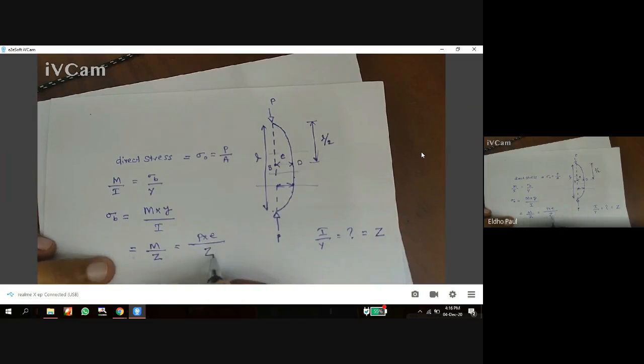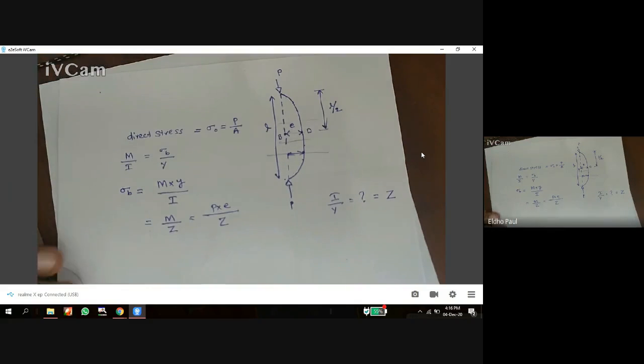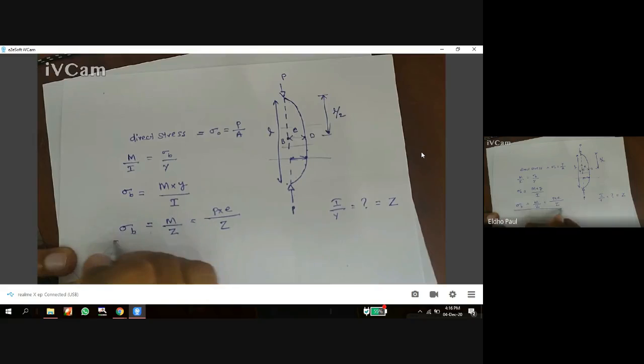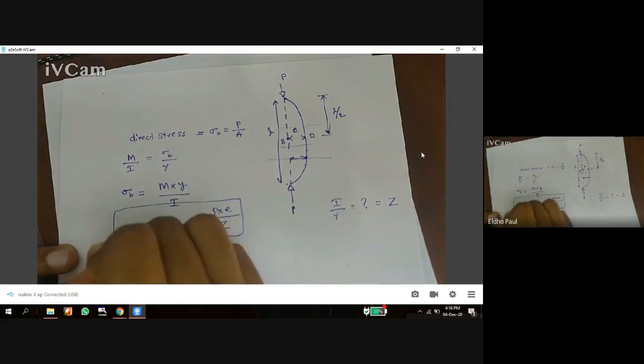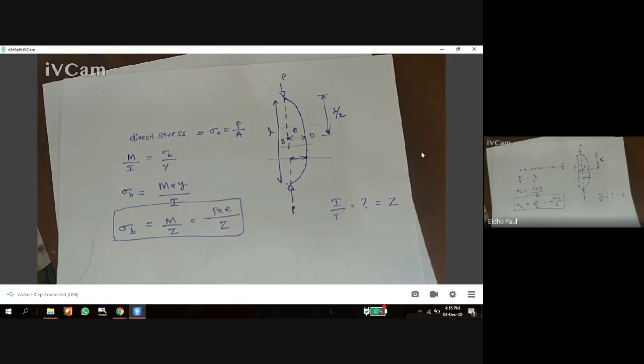So divided by Z. That is the bending stress, sigma b, acting on a column. Any doubt?